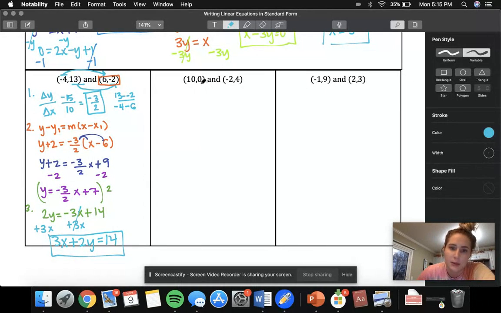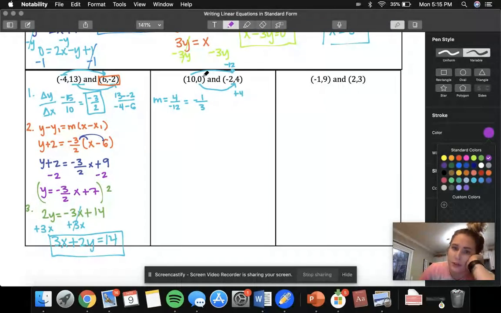Okay, so the first thing we need to do is find the slope. So this is up 4, and this is down 12. So the slope would be a negative 1 to 3 slope. Then you just have to pick an easy point, whichever you prefer. I like 0, so I'm going to use 0.